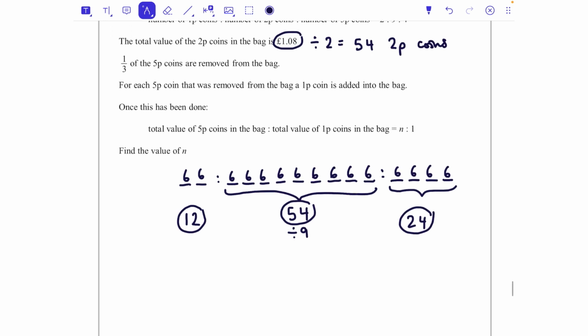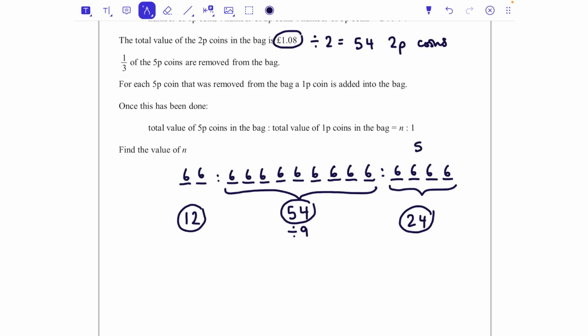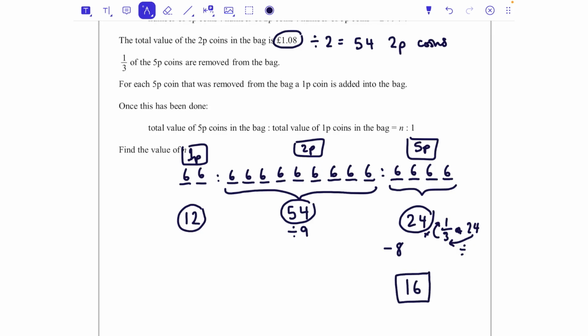Now it says a third of the 5p coins are removed from the bag. These are the 5p's over here. Let's put 5p there, 2p there, and 1p there. A third of these coins are removed, so a third of 24. Now remember we said we divide by the bottom and then times that answer by the top. 24 divided by 3 is 8, and 8 times 1 is 8. So we're going to take away 8 5p coins, and that would leave us with 16 5p coins.